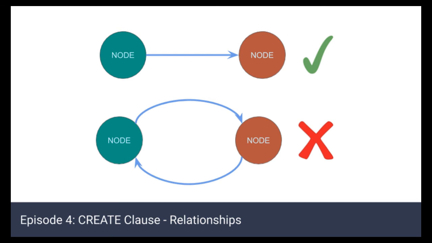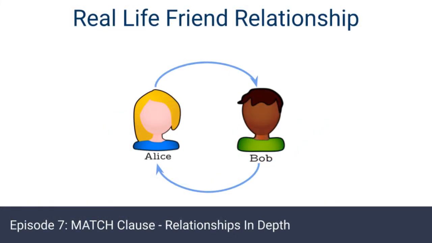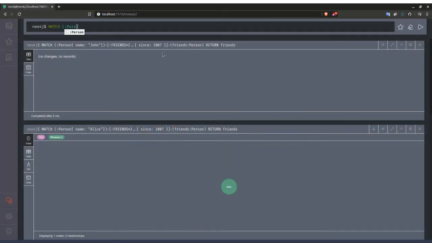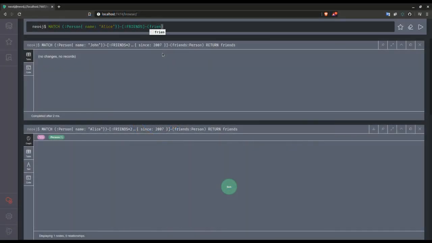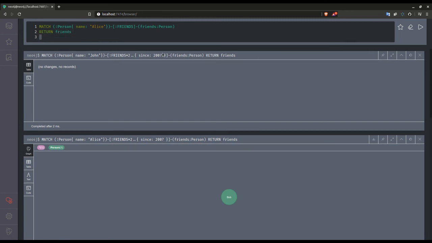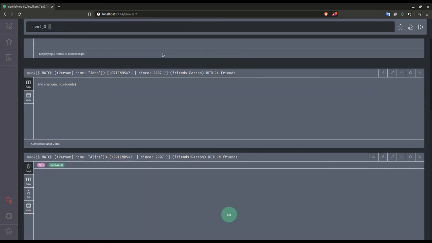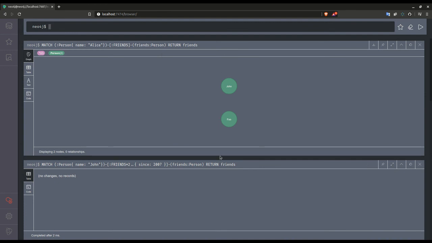So, let's say you wanted to determine who are friends of Alice. In real life, when you say friends, it is not a one-way relationship, but should be mutual. This is how you achieve it in Cypher. Notice that there is no arrowhead or direction that we defined, and in the result, John was included.